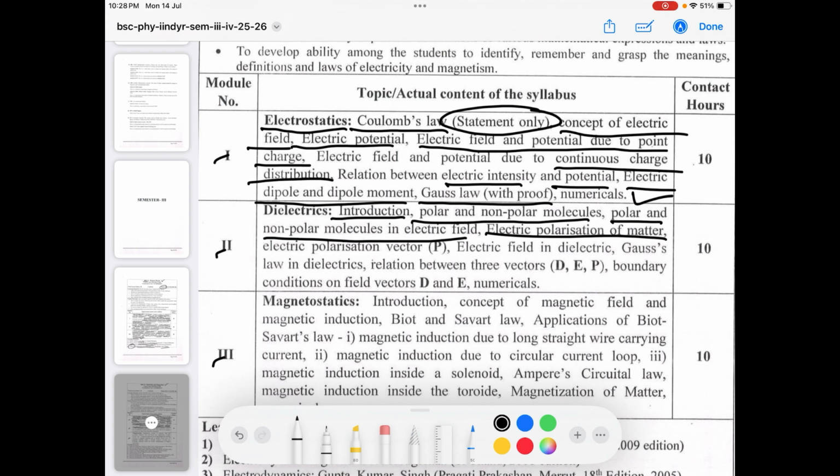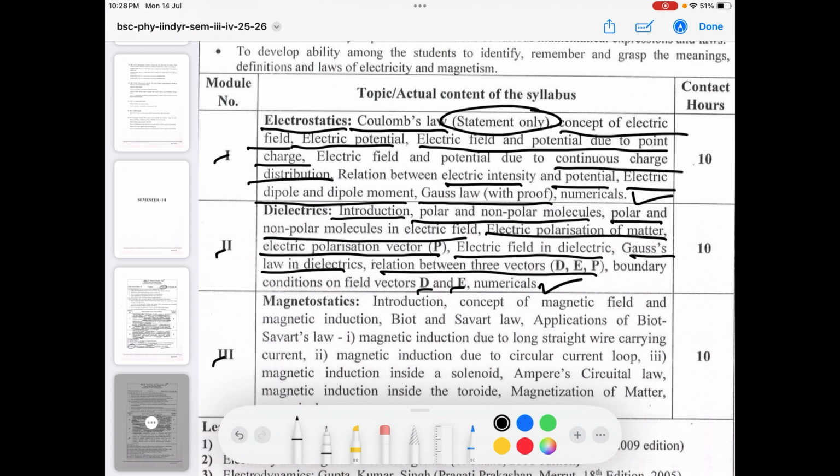Then there is one vector, that is, the electric polarization vector, which is denoted as P. Then the electric field in dielectrics. Then we have to see Gauss law in dielectric form, that is, Gauss law in dielectrics. Then we have to see the relation between the vectors D, E and P, and the boundary conditions of the D and E vectors, and based on this we have to see numericals. This is all about the dielectric module.